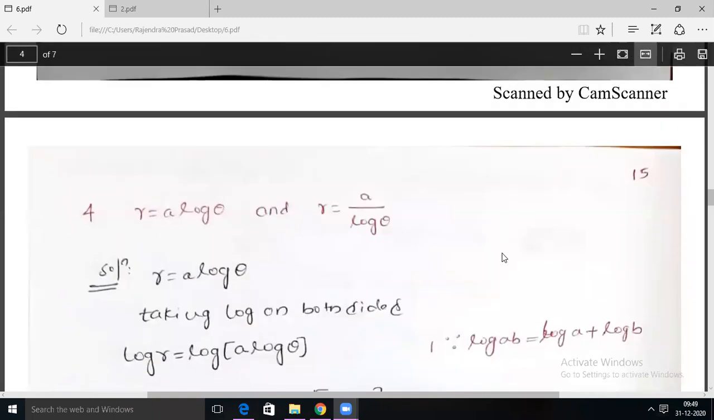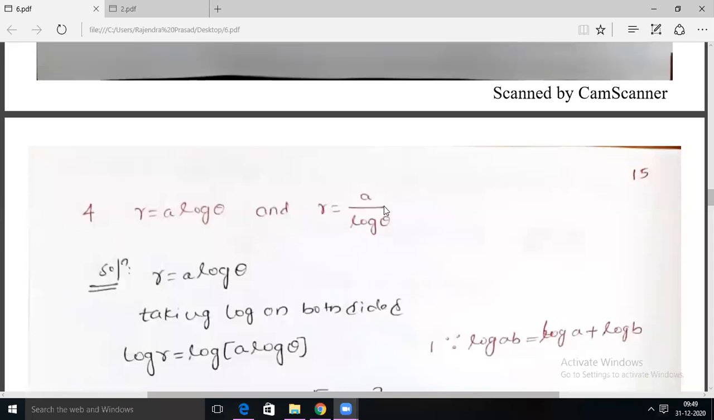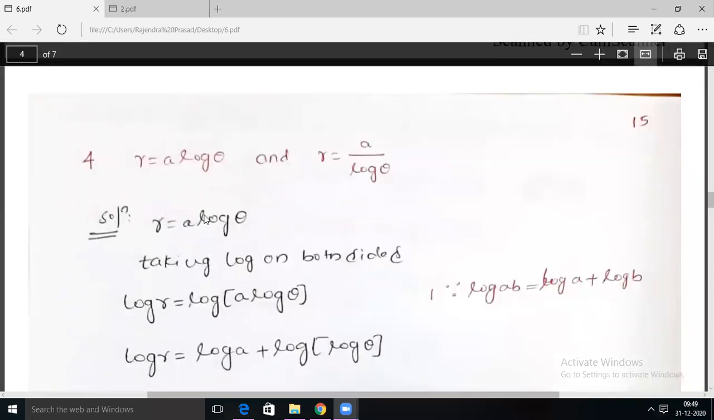Next, we shall move on to problem number 4. r is equal to a into log theta and r is equal to a upon log theta. We have to find the angle of intersection between these two polar curves. As usual, first we shall consider the first polar curve, r is equal to a into log theta.